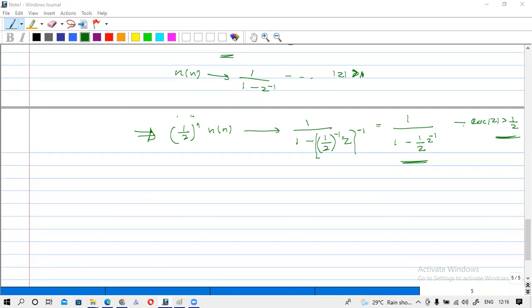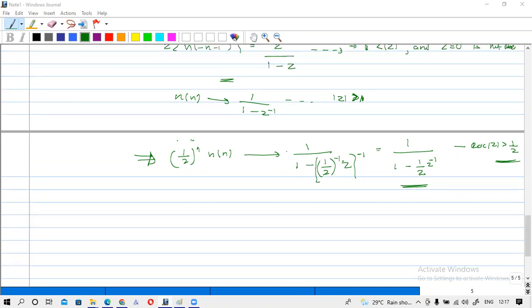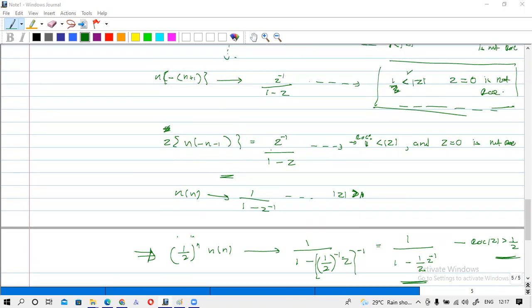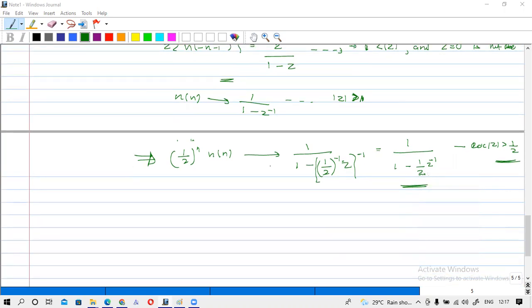Maybe you still have some doubts when finding the ROC. But don't worry too much. Try to understand the concept. Then it will be easy, because we have to use a very straightforward method to find all these things. We have a method.